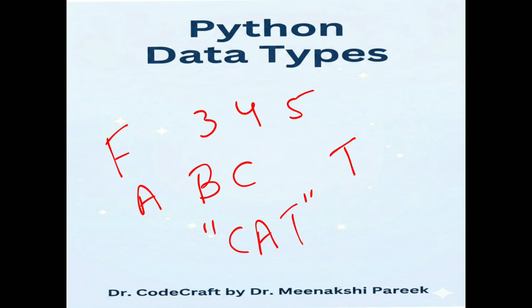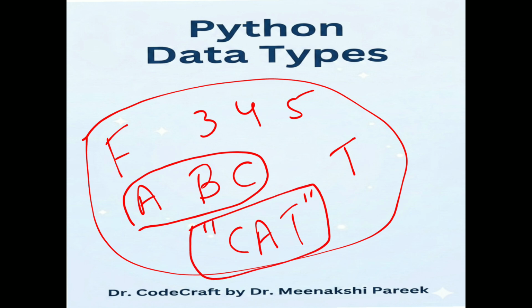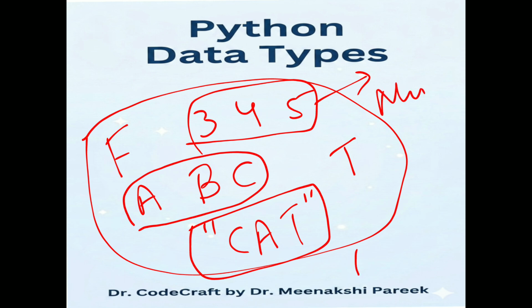So we have categorized these different raw data in a particular format. We can say these are characters, this is a sequence of characters, and this is a number. And 10.5 is a decimal number, and this is a boolean. So in this example we have seen raw data, and we categorize this data in different formats.